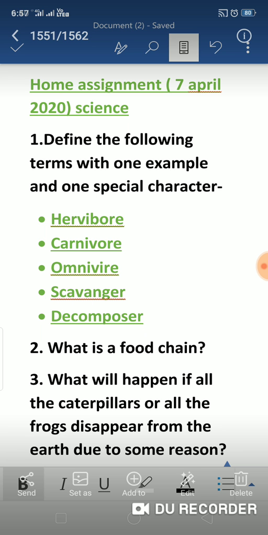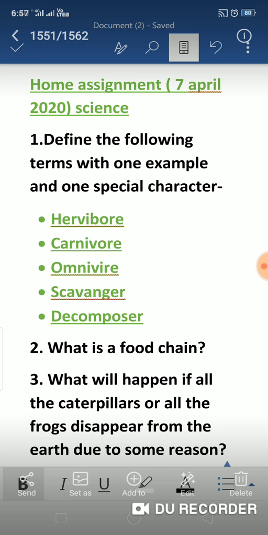Now we move to the special character. You all know I have discussed the special character of the herbivore. I told you that they have blunt teeth for pulling the plants and grass off the ground and grinding them. So this is one special character. I have discussed 2, 3, 4 special characters about the herbivore, but here you have to put just one.